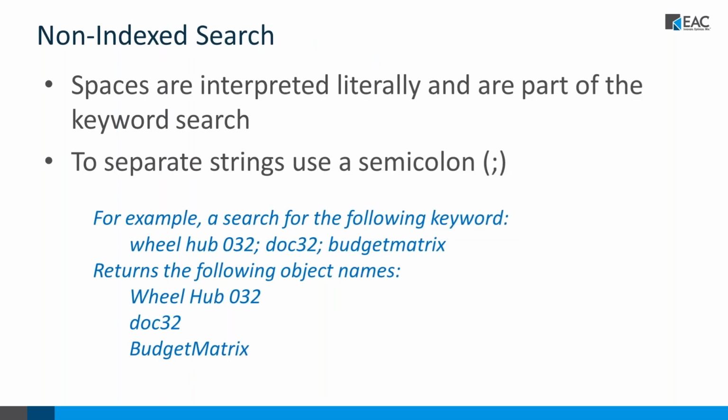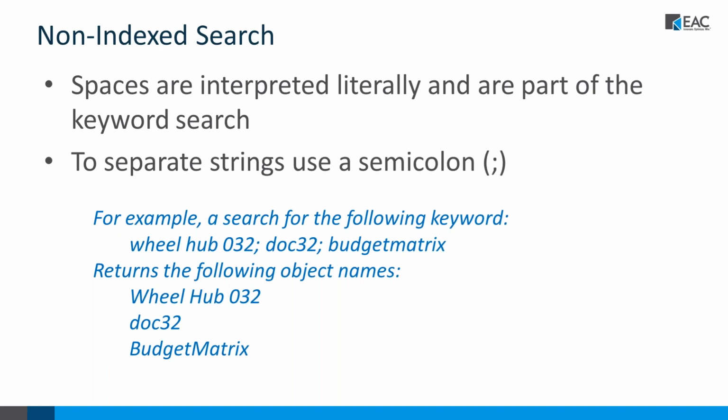So spaces in a non-index search are interpreted literally as a space, right? So if you want to separate and give it a list of things to look for, we use a semicolon, right? So in this example that we have here, we can see that we're searching for a file or a number called wheel space hub space 32. We're also searching for doc32 and budget matrix. And we have semicolons between those three names or number files so that we get a return on this.